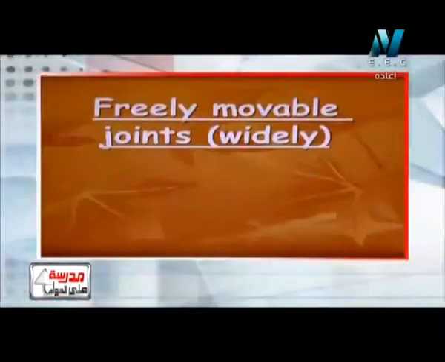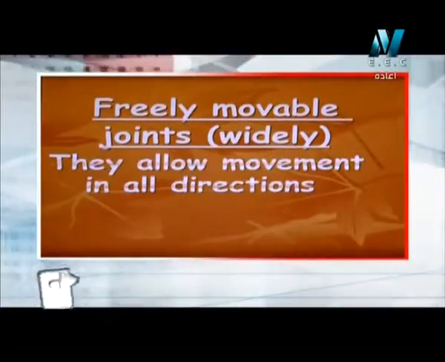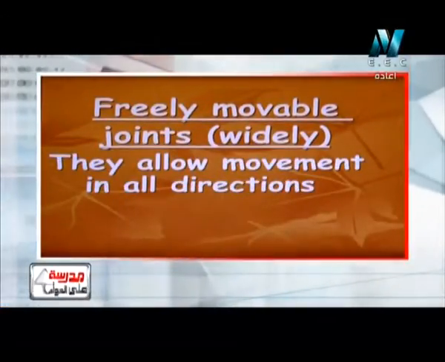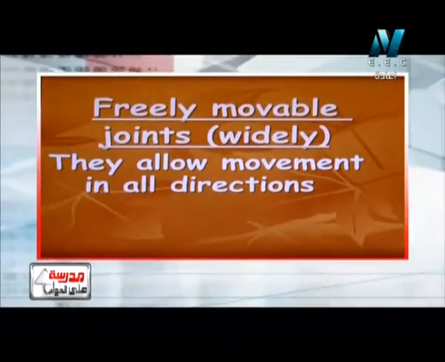Okay. So here we have the slightly mobile joints such as the knee joint and the elbow joint. They are slightly mobile joints only. Also, the last type of joint is the freely mobile joint, or widely mobile joint. It allows movement in all directions.